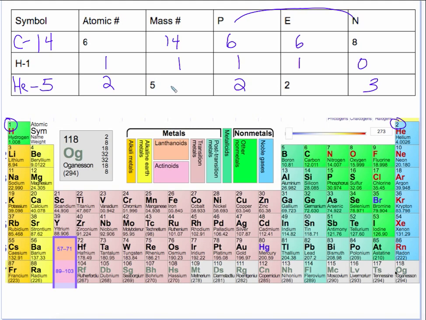All right, one thing to avoid doing: do not use the mass number to try to figure out the identity of what element it is, because different elements have different isotopes, and so there's a variety of mass numbers that are possible for a single element.